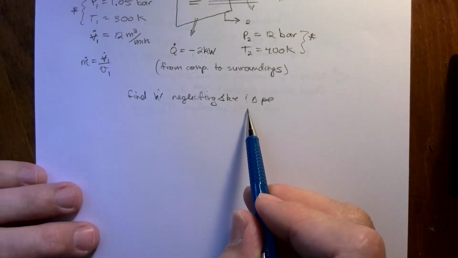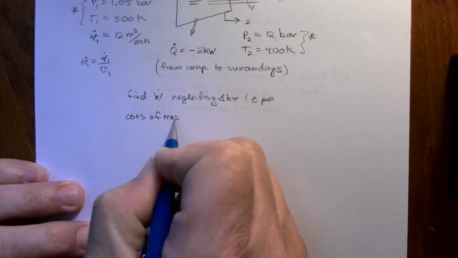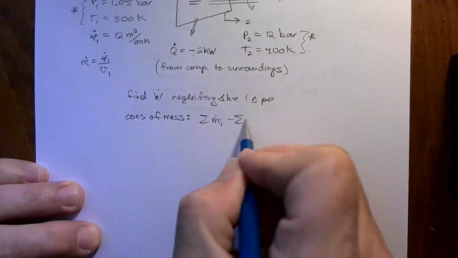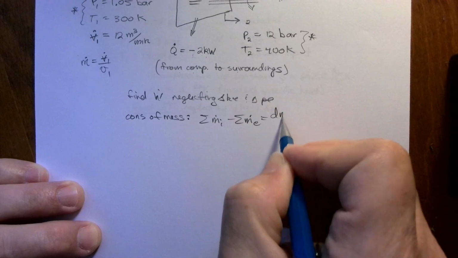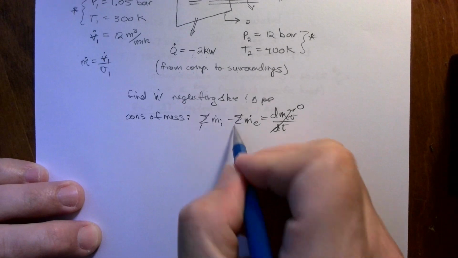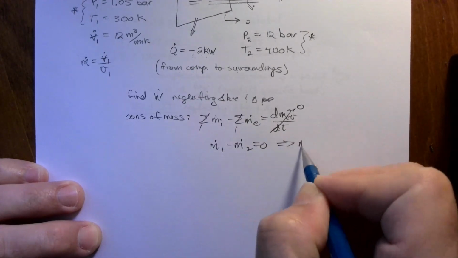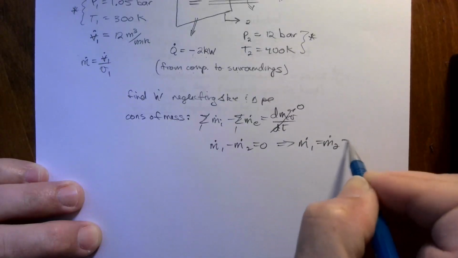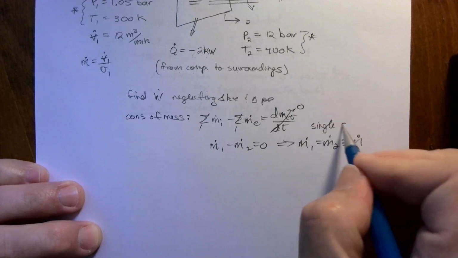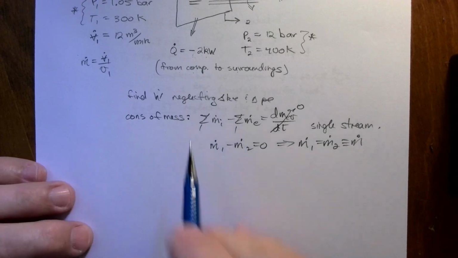It's a single stream again, so let's do conservation of mass first. Summation of m dot in minus the summation of m dot exit equals 0, because operating steady state, 1 inlet, 1 exit, m dot 1 minus m dot 2 equals 0. So there's really a single stream that we could just call m dot. So another simple conservation of mass problem.